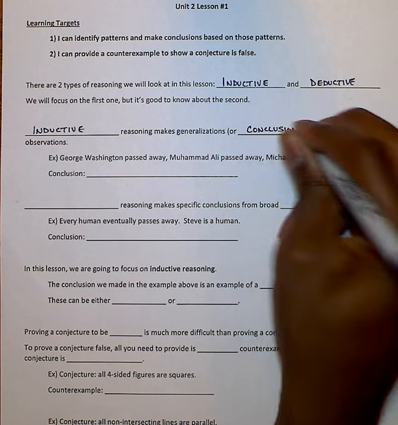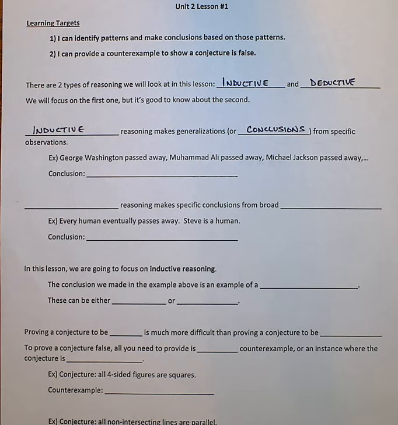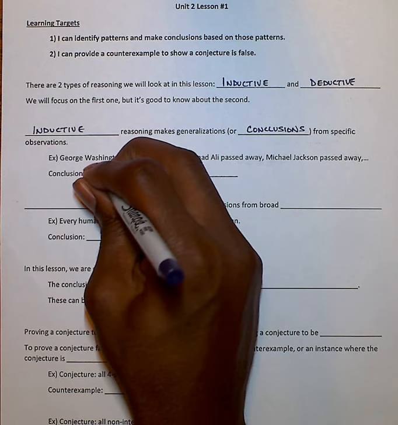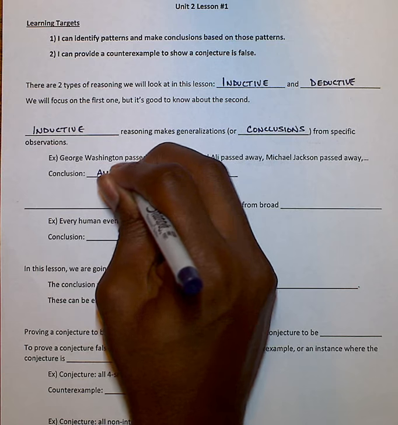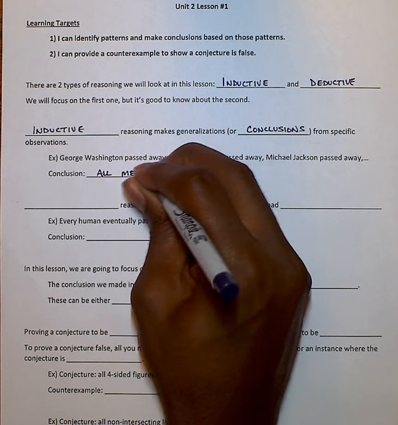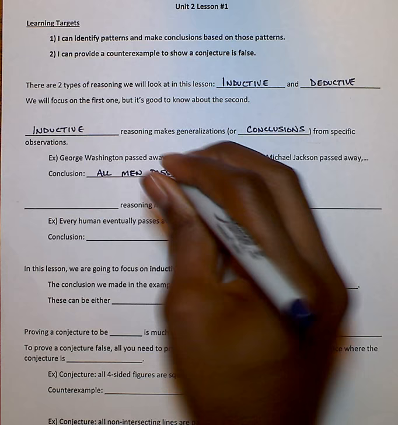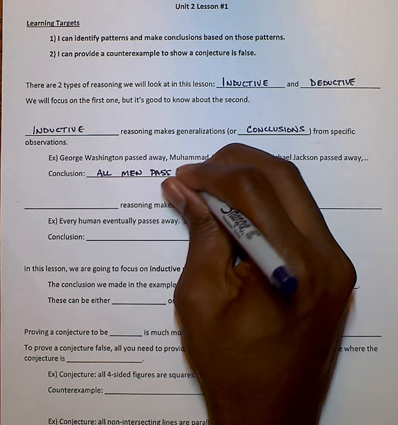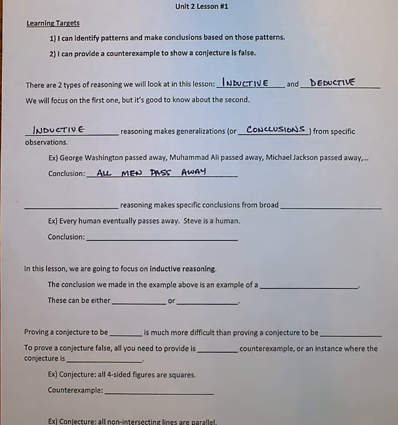Okay, so here's an example. George Washington passed away, Muhammad Ali passed away, Michael Jackson passed away. Conclusion: all men pass away. Alright, so just based off the observations, you see that all men passed away, so all men pass away.